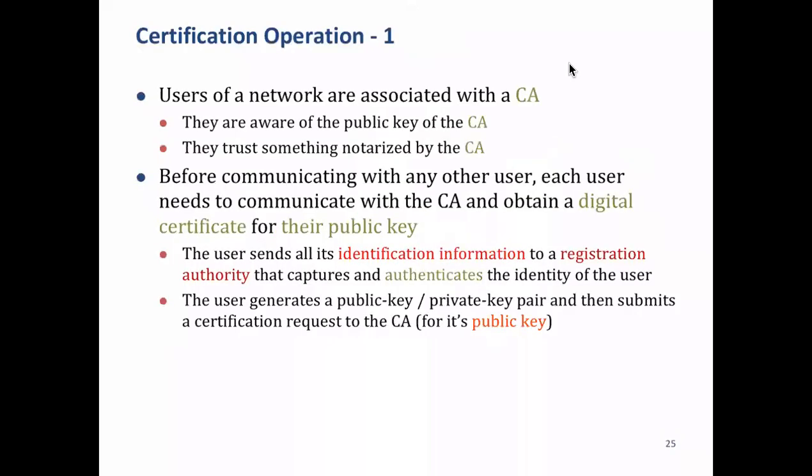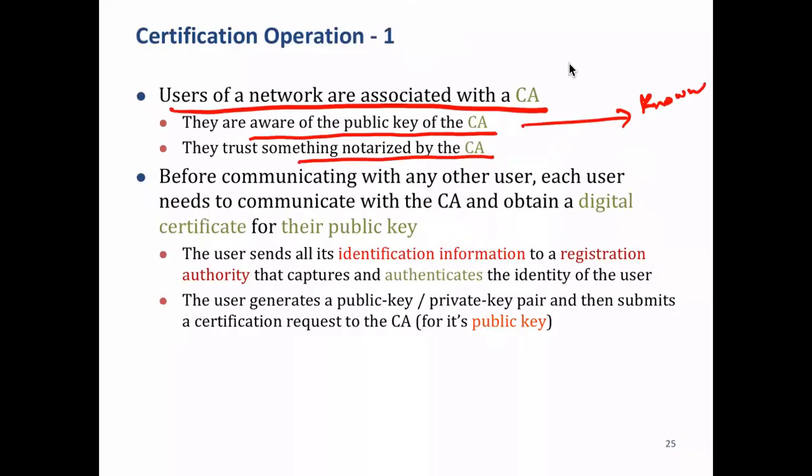All right. The certification operation, we have already discussed it now. So let's assume that users of a network are associated with the certification authority CA. So they are aware of the public key of CA. So the public key of CA should be known. Okay. So they trust somebody notarized by CA. Since CA is a trusted person, anybody CA notarizes, any user will trust that. Okay.